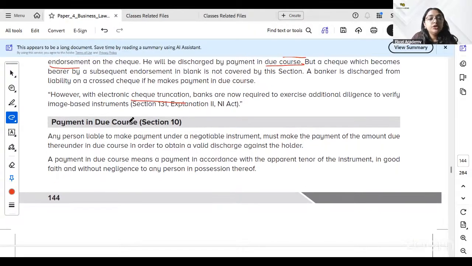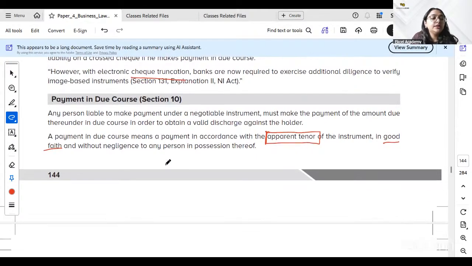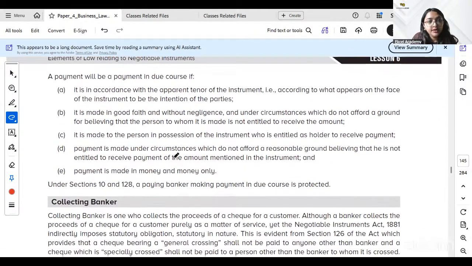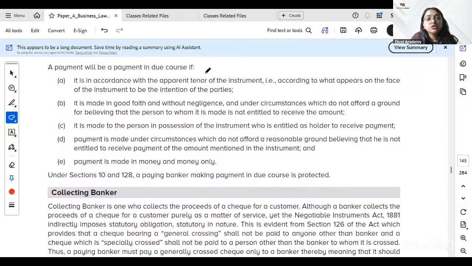Payment in due course is when it is made in accordance with the apparent tenor of the instrument. Please remember this term, apparent tenor, as written on the face of the instrument. You are making the payment as per that itself, in good faith, without negligence, and to the person in possession thereof. Be it the payee or the endorsee, you have made it believing that there is no ground that the receiver is not entitled to receive the payment. Payment is made in money and money only.